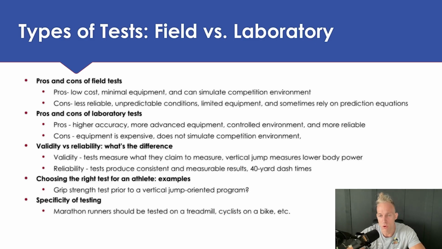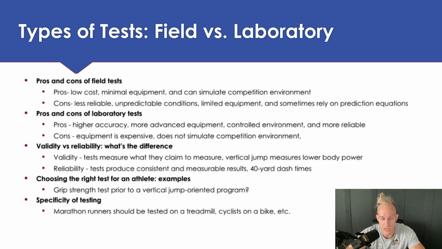Now, the next most important part for the CISSN exam is simply understanding the difference and the definitions of validity and reliability. Validity is that a test measures what it claims to actually measure. A vertical jump measures lower body power. That is a valid test. A vertical jump is a valid test of lower body power. A 1 rep max bench press is a valid test of upper body pressing strength. That is how you create a valid test.